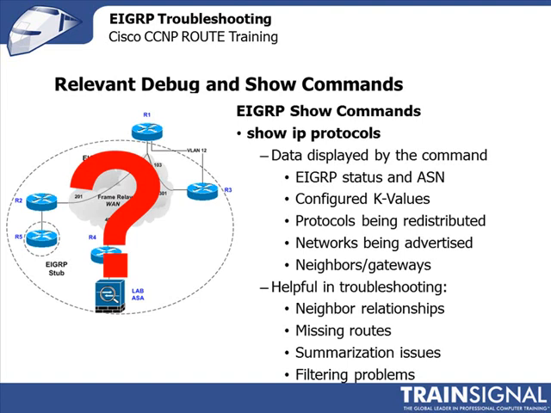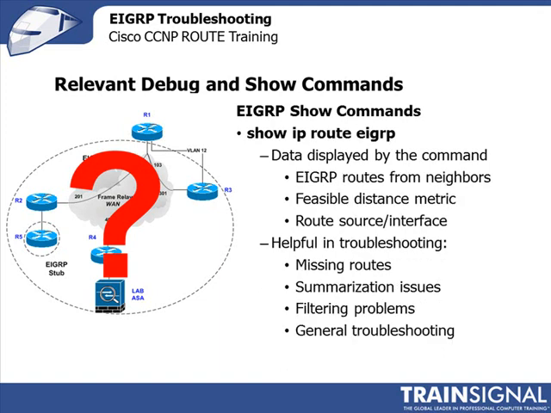You can first use the show ip protocols command. It will show all the routing protocols that are running on the router. In this case, you can look at EIGRP. You can verify whether or not it's running, what the autonomous system number is, the K values that are configured, protocols being redistributed, networks being advertised, and whatever neighbors or gateways are present in the EIGRP process. It can help you with neighbor relationships, missing routes, summarization issues, and filtering problems rather soundly.